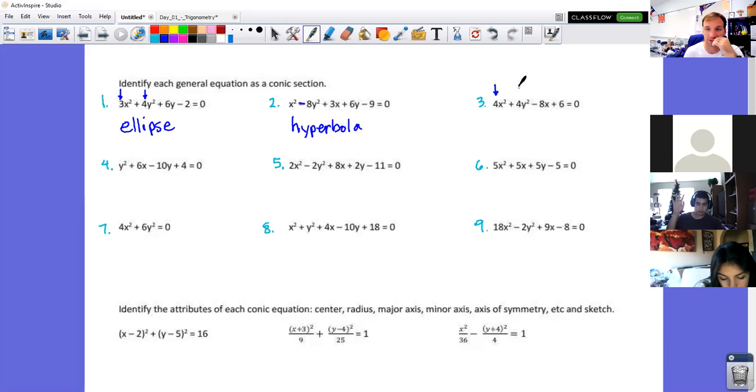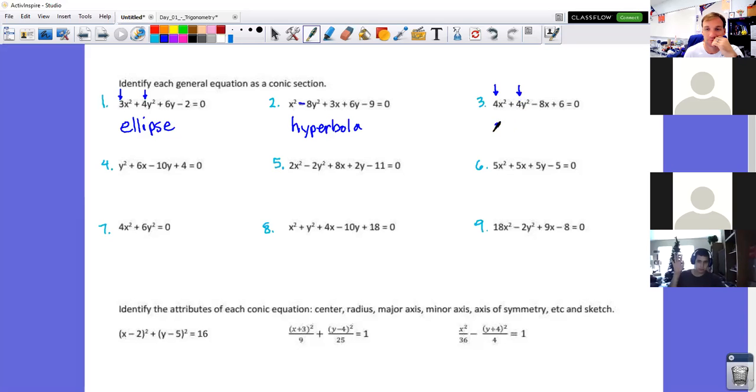What do you notice about these terms? So circle? Yes, this is indeed a circle. Anytime the squared variables are the same, you have yourself a circle. Okay, how about number 4? Parabola? Yes, this will be a parabola. We notice there's only one squared term. So this is definitely going to be a parabola. Only y is squared.